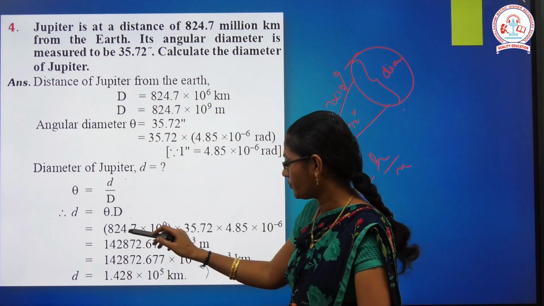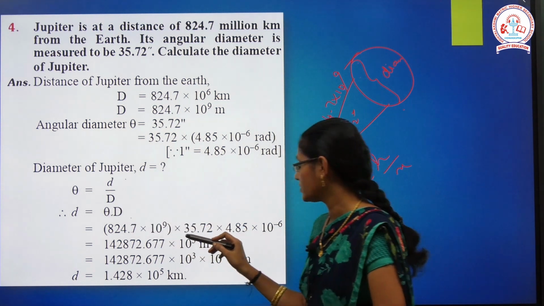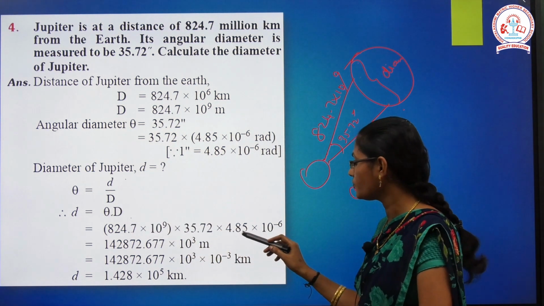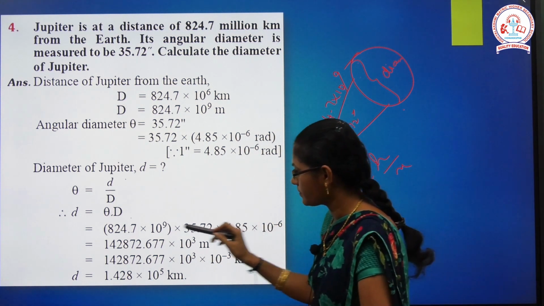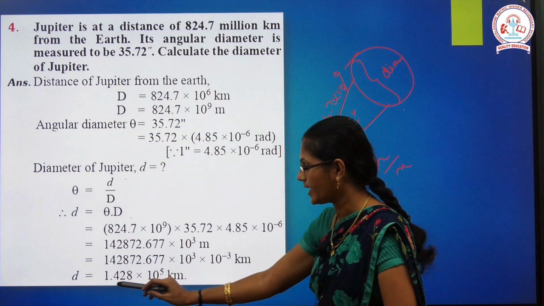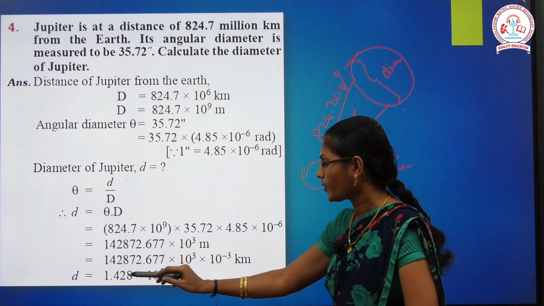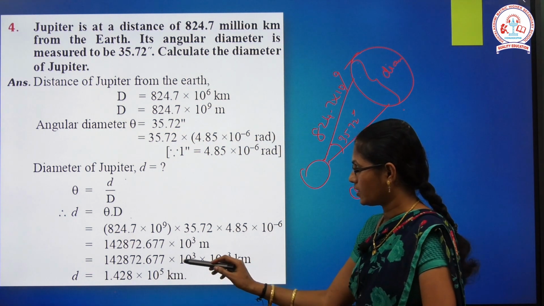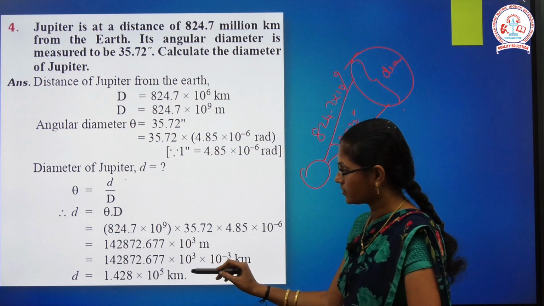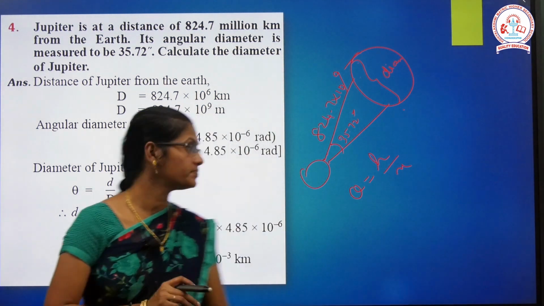So D is 824.7 into 10 power 9, and the theta value is 35.72 into 4.85 into 10 power minus 6. So you have to simplify this equation. You get the answer for the diameter of Jupiter, d is equal to 1.428 into 10 power 5 kilometer. Okay. And next, the fifth problem.